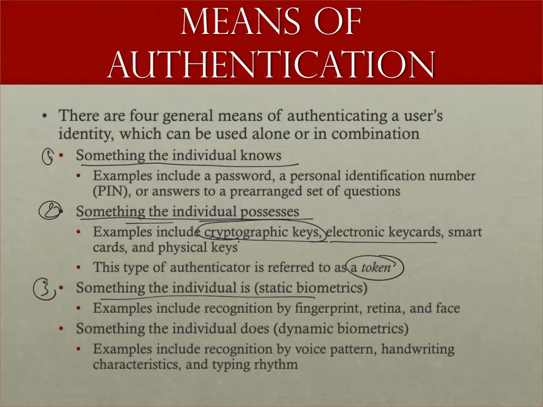or iris or something like this. Or something the individual does, like your voice. So any of these, as we said, or handwriting, of course, signature. Two-factor authentication is part of these possessions, right? You can combine any two of these. So examples of something that the individual does include recognition by voice pattern or face, but face is biometric. Handwriting is something that you do.